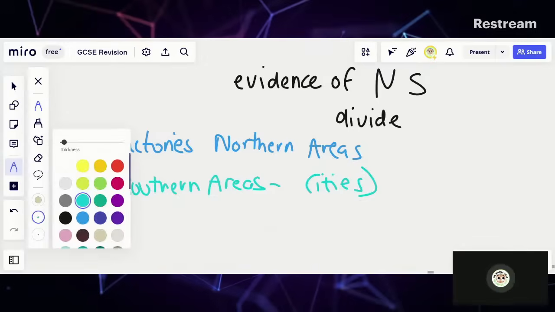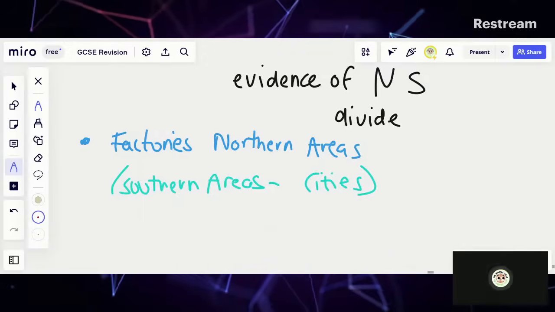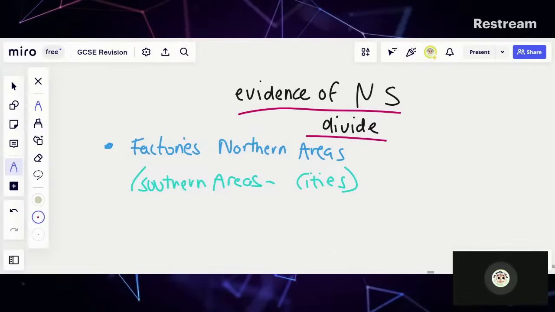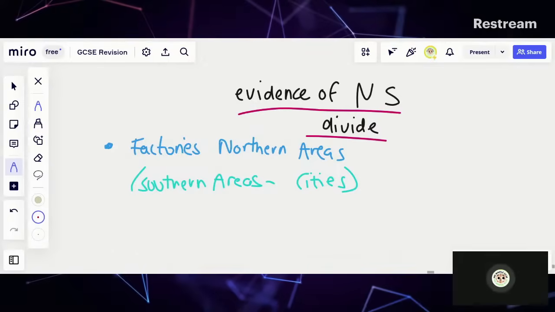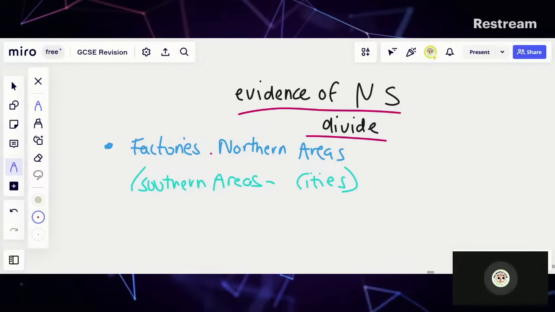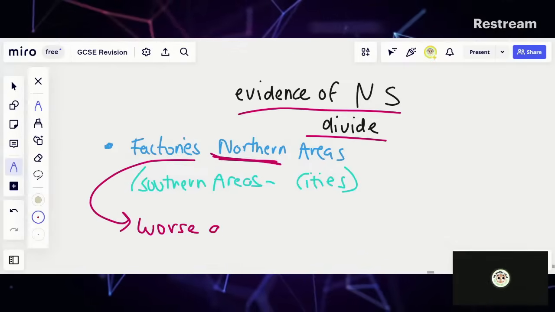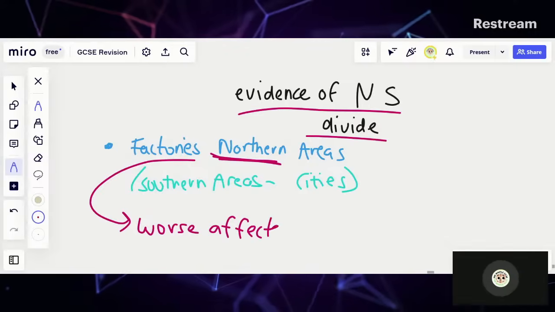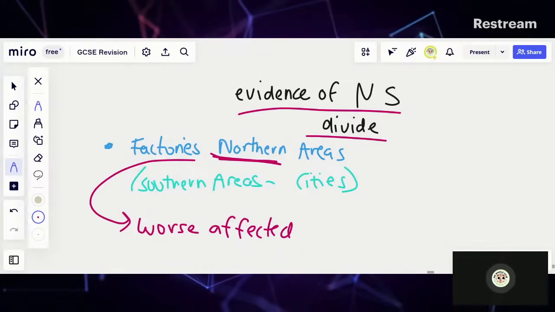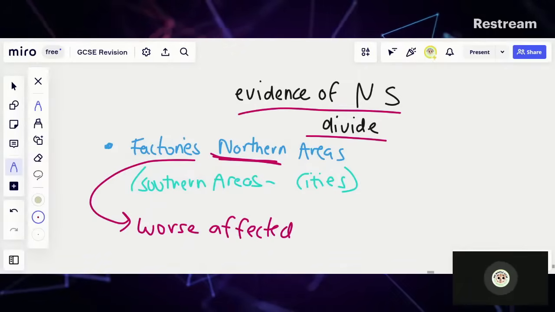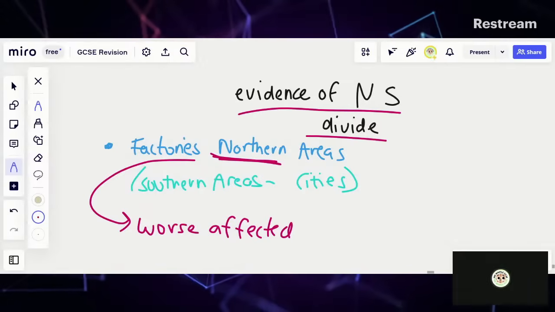So factories were in the northern areas, which meant that when the decline of the manufacturing industries came because of automation and because of globalization, this meant that the northern areas were worse affected. Because imagine if you lived in a northern area, suddenly overnight all of the jobs would have been gone, whereas in southern areas, the jobs wouldn't have changed as much.